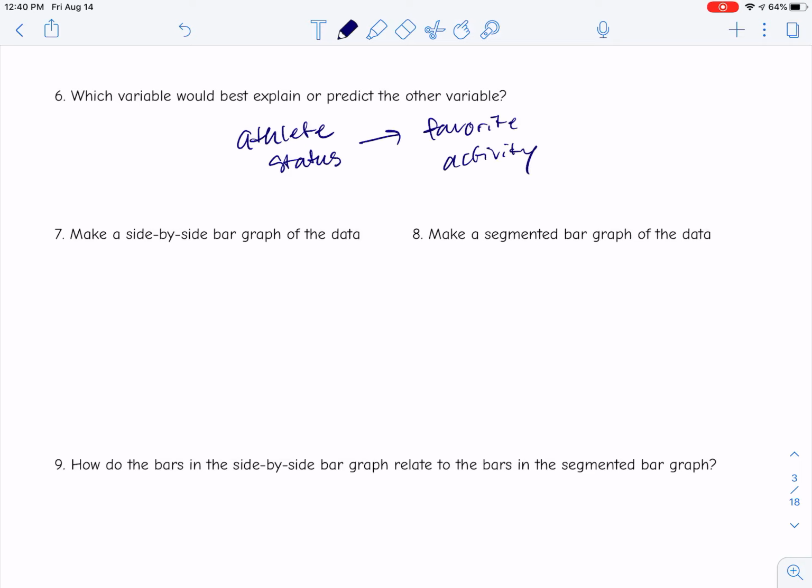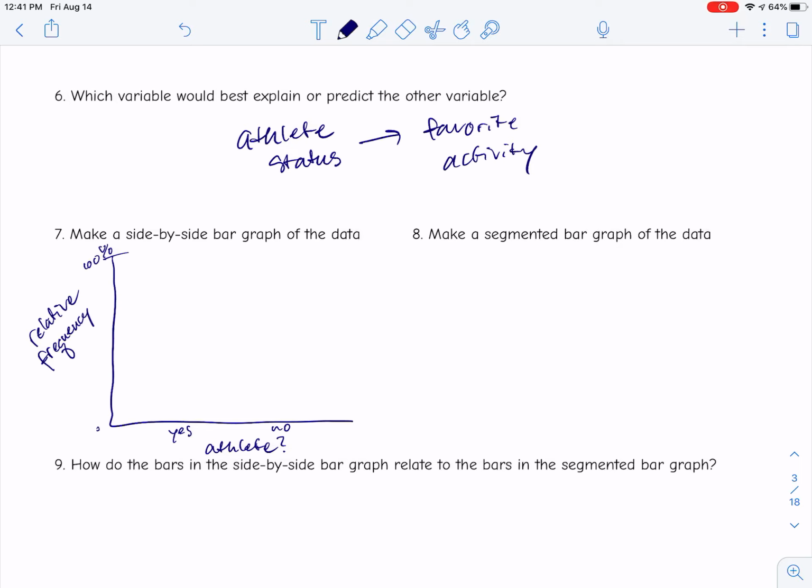Okay, now we're going to try our hand at making a side-by-side bar graph of the data. So I'll start off labeling my axes. Are you an athlete? Yes or no? And here, on my y-axis, I'm interested in relative frequency from 0 to 100%.